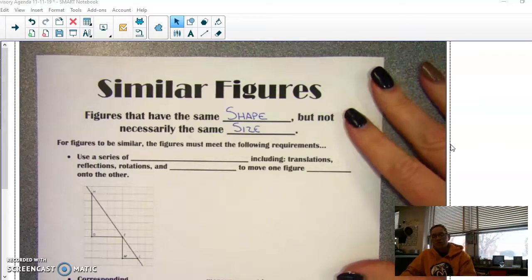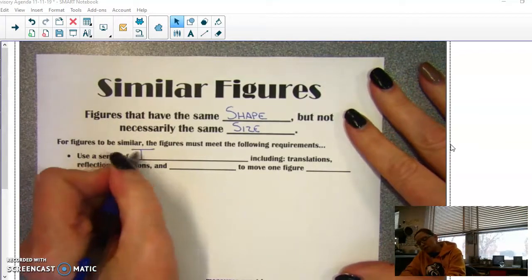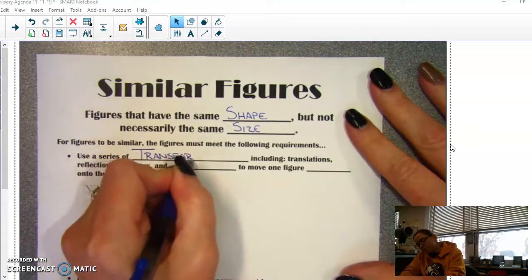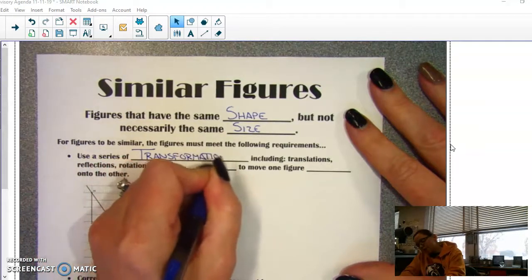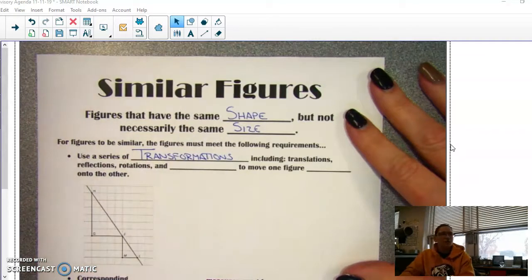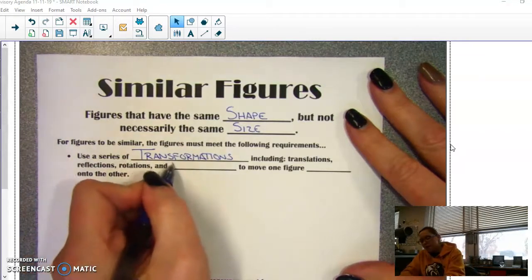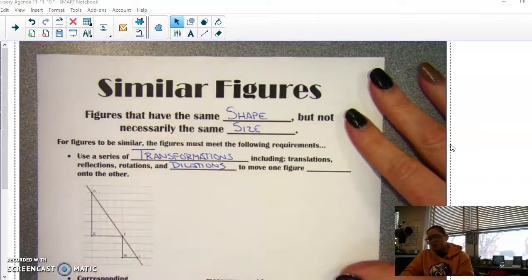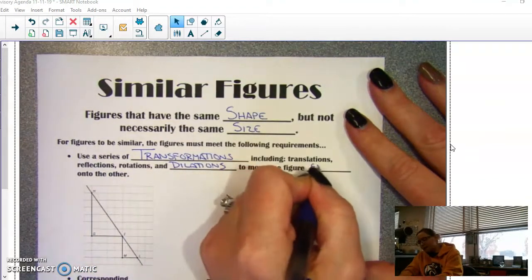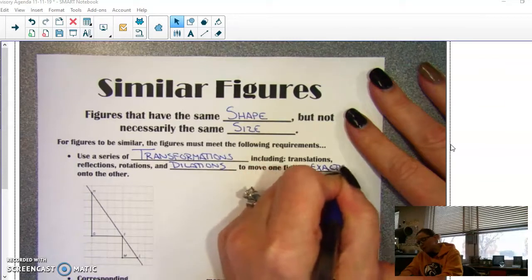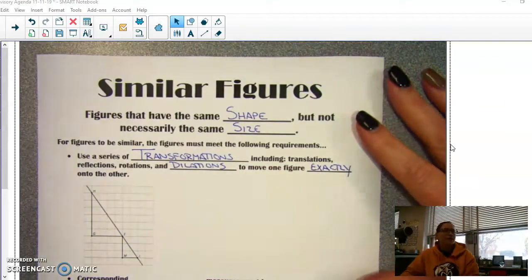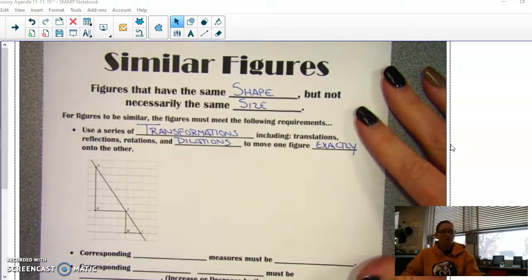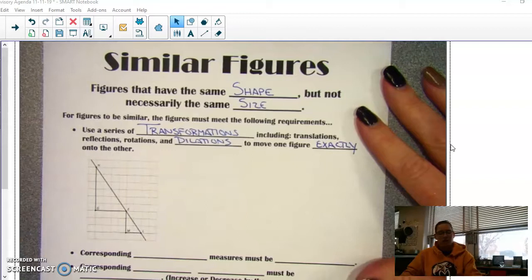First of all, we could use a series of transformations including translations, reflections, rotations, and the newer one, dilations, to move one figure exactly onto the other. So let's take a look at what that would look like if I asked you to describe a series of transformations to take these two triangles on top of each other.